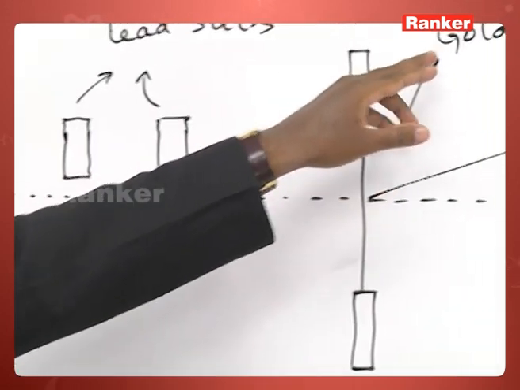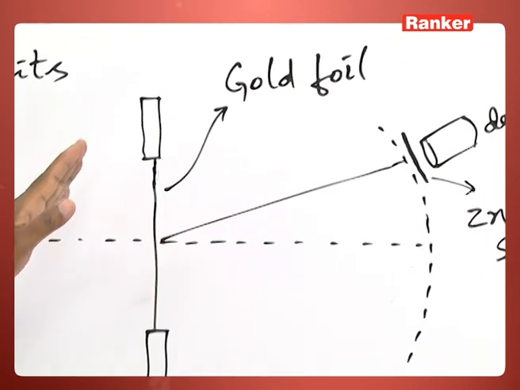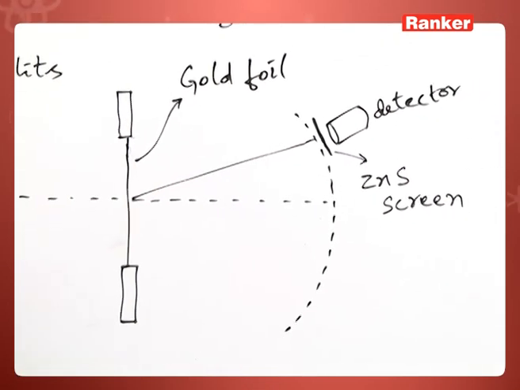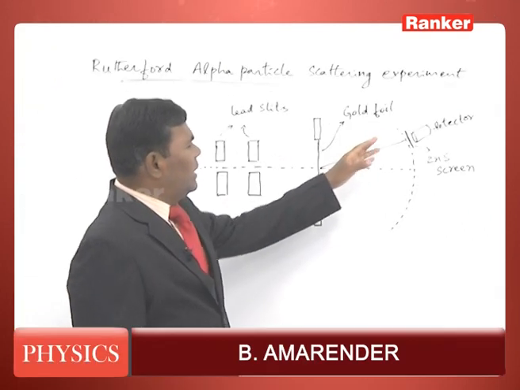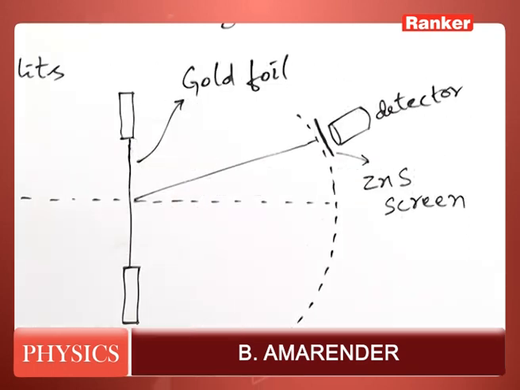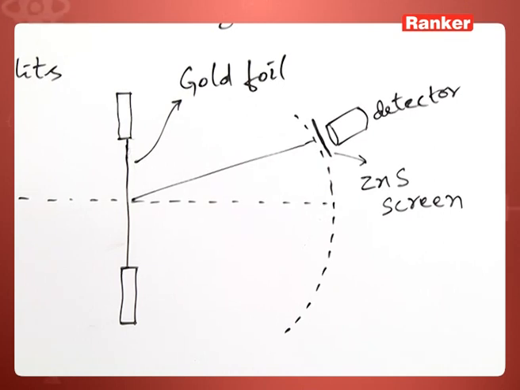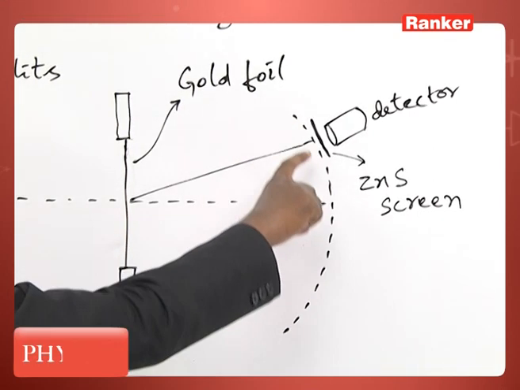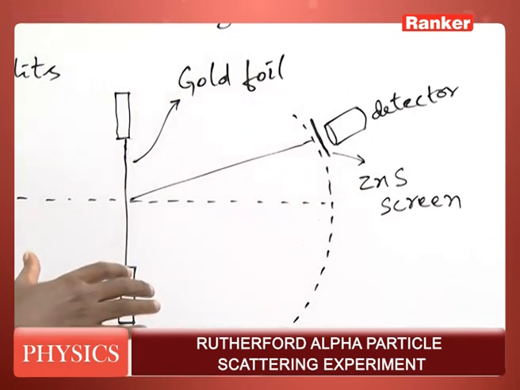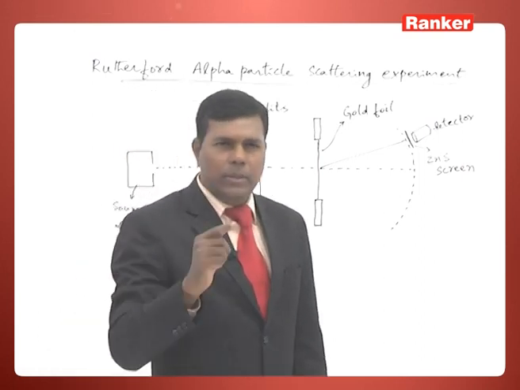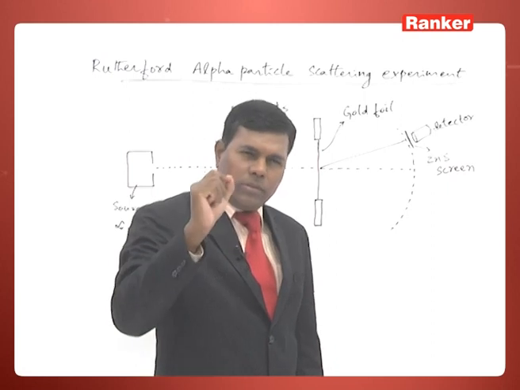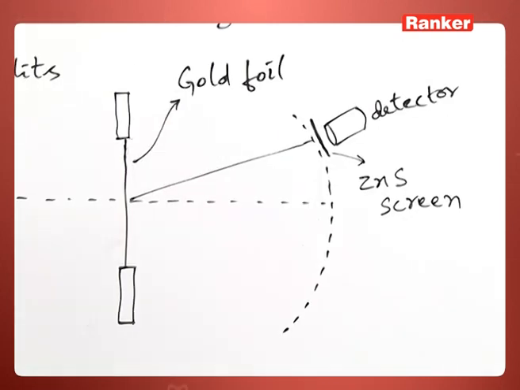Then we have a very thin gold foil placed in this position, and the alpha particles are made to be incident on the gold foil. After that, we have a detector which is basically a microscope, fitted with a zinc sulfide screen, and there is an arrangement with which you can move that screen on a circular path so that you can position that screen at any point, and you can also detect the alpha particles. As soon as the alpha particle strikes the zinc sulfide screen, it will produce a flash, a glow with which you can detect the alpha particle.